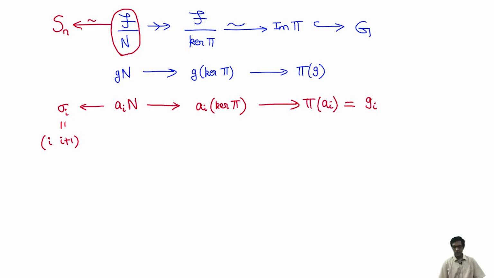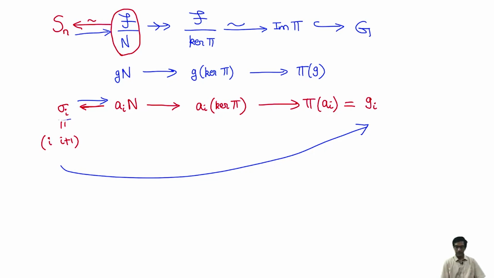Okay, so we just have to stare hard at this equation. Of course this isomorphism is defined as going in this direction, but all I have to do is think of the reverse isomorphism. I just take the map from Sn to this, which is the inverse of this map. So sigma i maps to ai N, maps to ai kernel π, maps to gi. In other words, what I have done is to show that I have constructed a homomorphism from Sn to the group G, and this homomorphism takes the element sigma i exactly to the given element gi. Okay, and that's what we set out to prove.